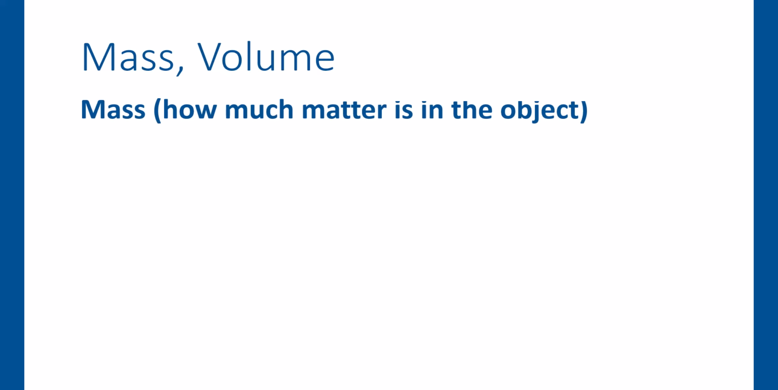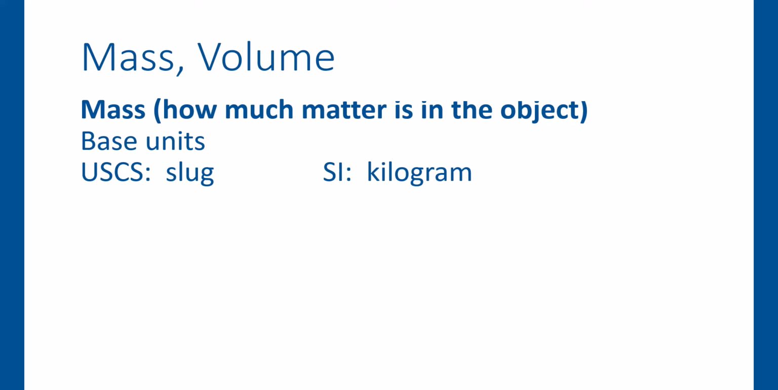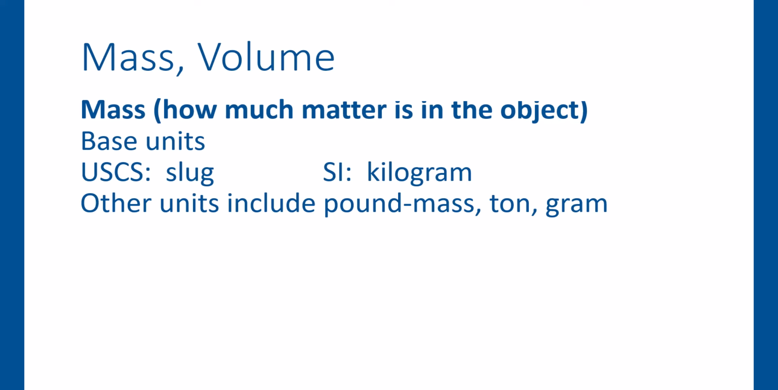First, we look at mass and volume. Mass tells how much matter is in an object. It can also be defined as the resistance to acceleration. The base unit of mass in the United States customary system is the slug. In the international system, it is the kilogram. Other units of mass include pound mass, ton, and gram.